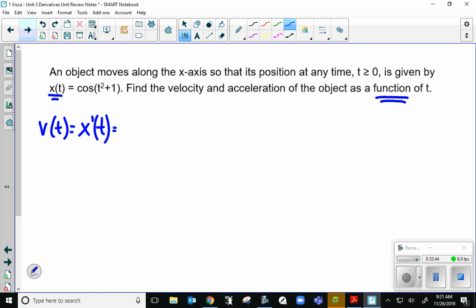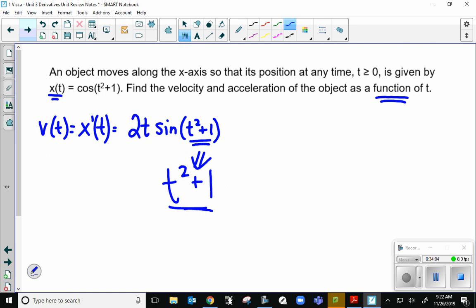The derivative of cosine is sine. I'm going to leave some space here. It's the sine, and this stays the same. Now, times the derivative of the inside. Forget sine, you are taking the derivative of just this. I know that's 2t.